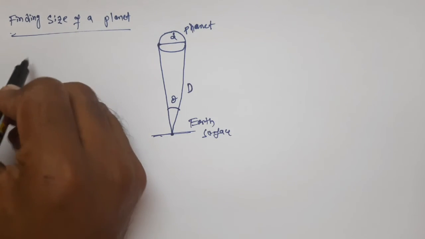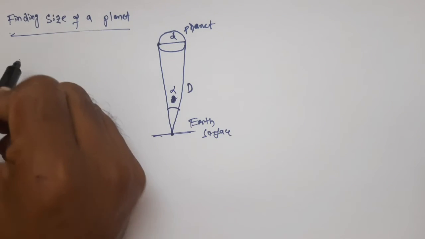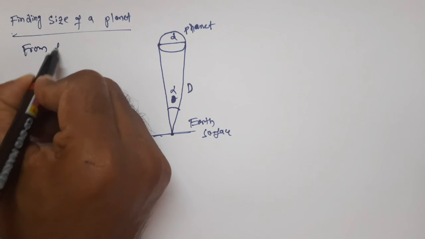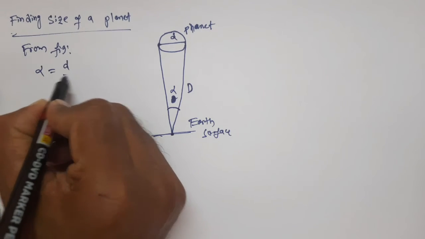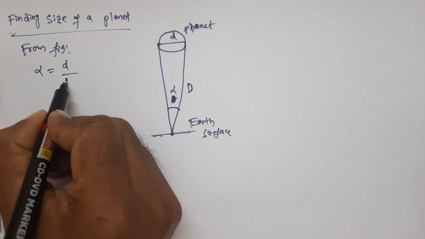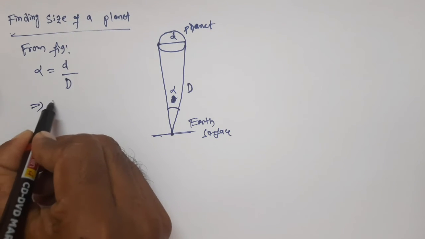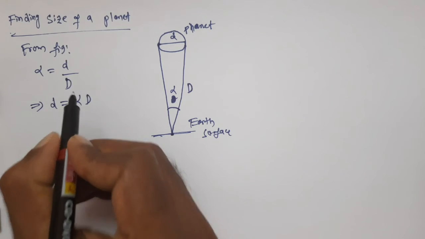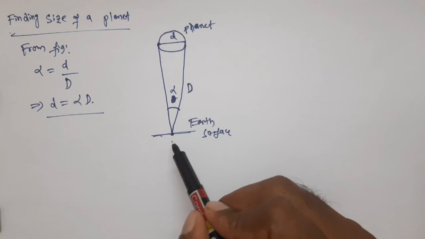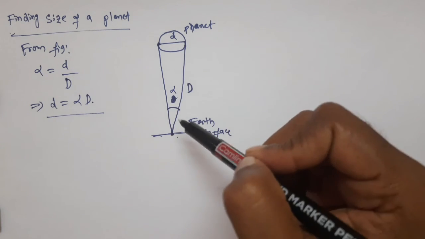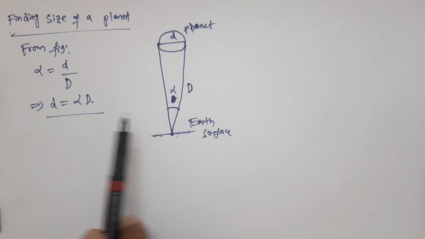Again, from the figure, theta we have already used, right? Let us use some other angle, alpha or beta, whatever. From the figure, alpha is equal to arc length divided by radius, from here to here. Now we want to find d, right? So d, the diameter, is equal to, what do we need to do, guys? Alpha into D. D we have just now explained how we determine the distance between Earth surface and the planet. First we need to know D from Earth surface to the planet. So after finding D, we do this experiment, so we find the alpha value.